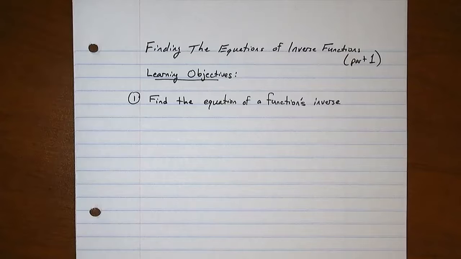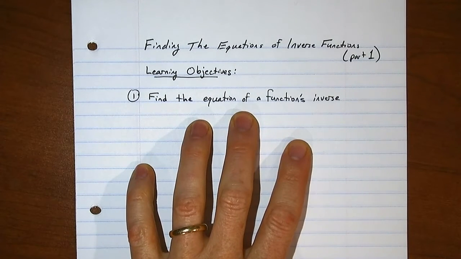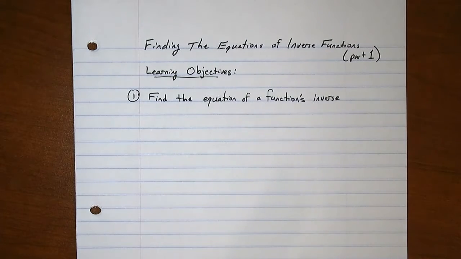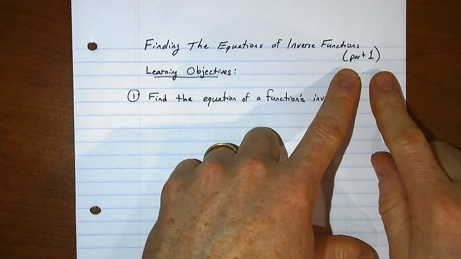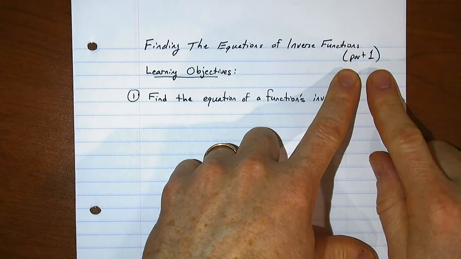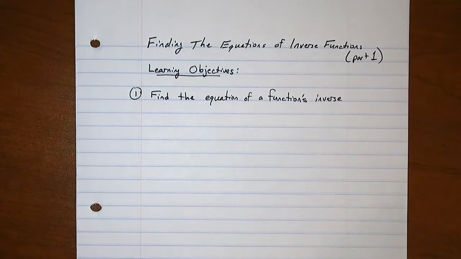In fact, for our learning objectives, that is our only learning objective. Simply find the equation of an inverse function. And as I said, the equations we're going to work with today in this video are relatively basic types of equations. There's not going to be a lot of fanciness. Notice you'll see this is a part one. The video for the last lesson of this particular week's material is on the same topic, but we'll look at a slightly more advanced type of function.